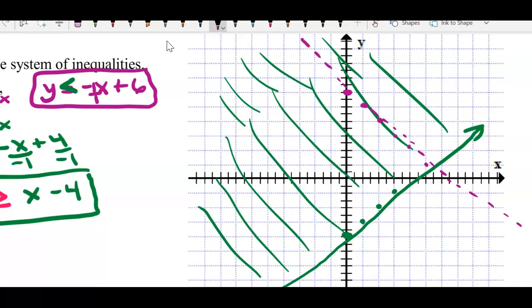And then which side of that should be shaded? Below? Below, because it's less than, right? So when it has a less than, it's below, and when it's greater than, it's above.